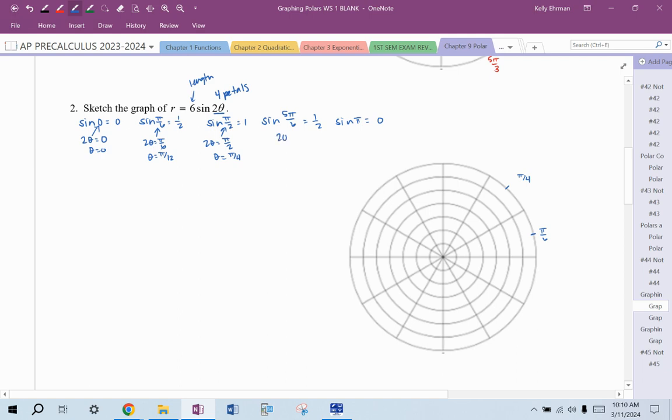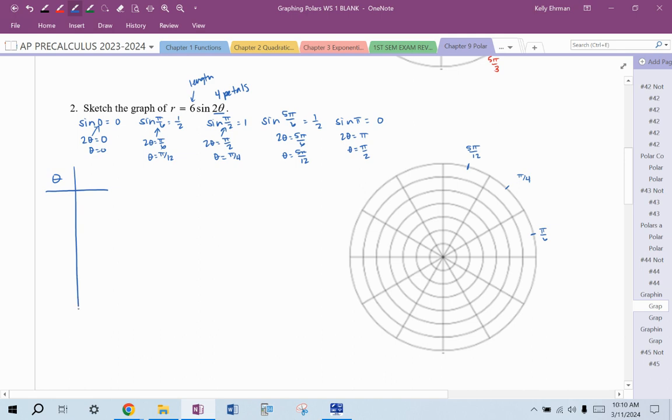And then 2 theta equals 5 pi over 6. So theta equals 5 pi over 12. We did this in the notes, remember? So 5 pi over 12 is this angle that's between pi over 3 and just short of pi over 2. So here's 5 pi over 12. And finally, 2 theta equals pi. So we're going to need pi over 2.